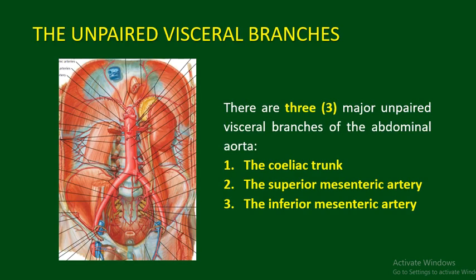Now, the unpaired visceral branches of the abdominal aorta. There are three major unpaired visceral branches of the abdominal aorta. We have the celiac trunk, the superior mesenteric artery, and the inferior mesenteric artery.